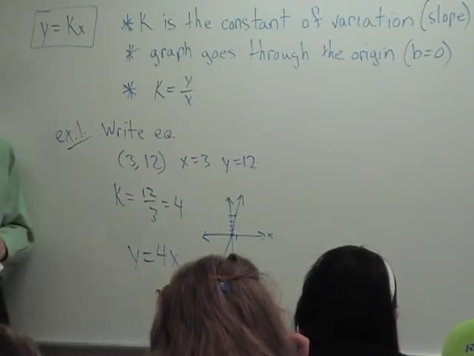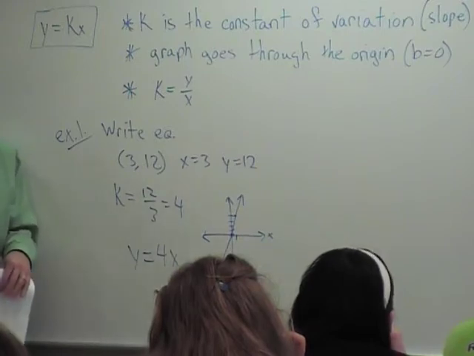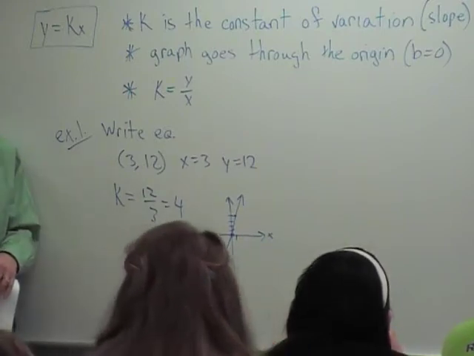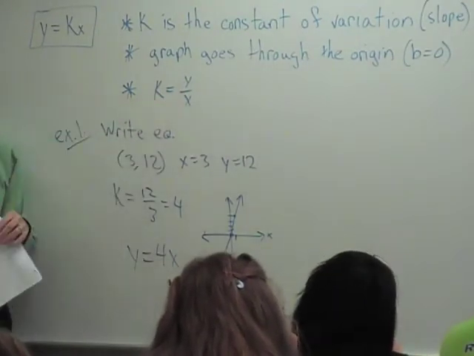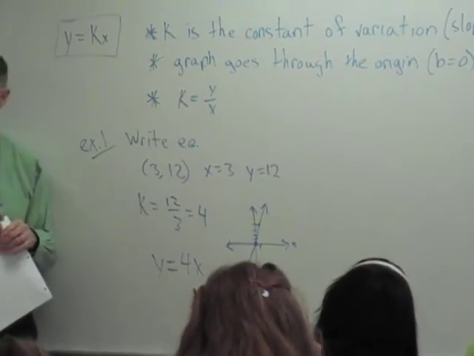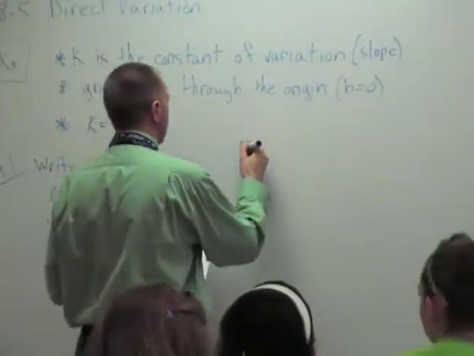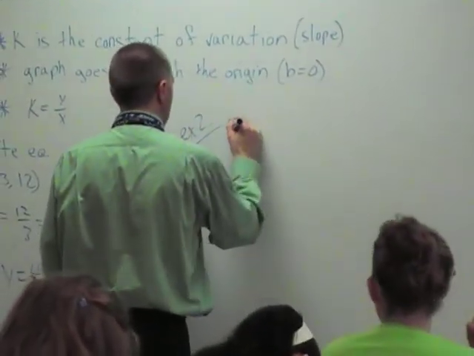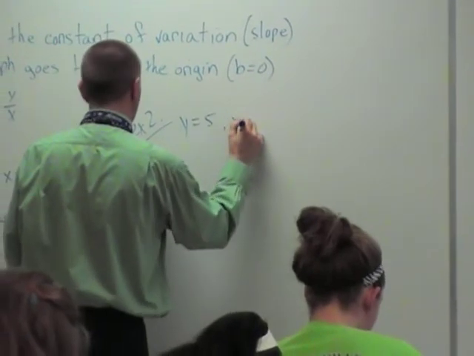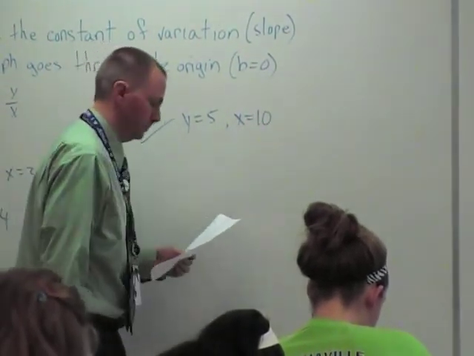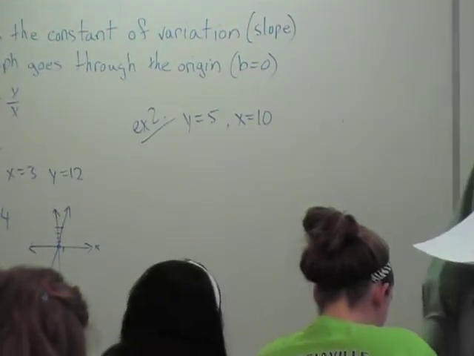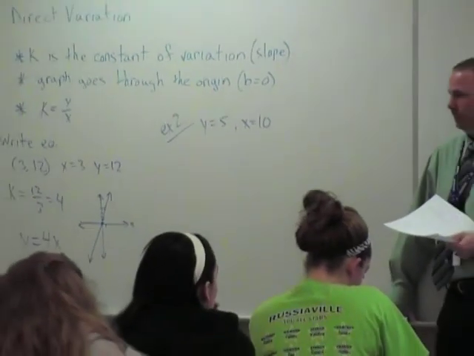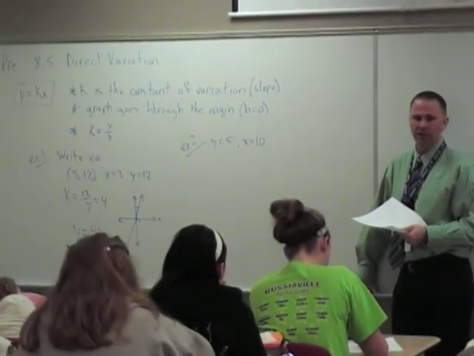I'm not sure in some of your directions if it says graph, but mostly you're just going to give me the direct variation formula. Yes? You wouldn't go 3 divided by 12, no, it's y over x. Okay? Alright, let's do another one. Make sure you got this. Example 2. Y is 5 and x is 10. Write that in direct variation form, just like we did on example 1.